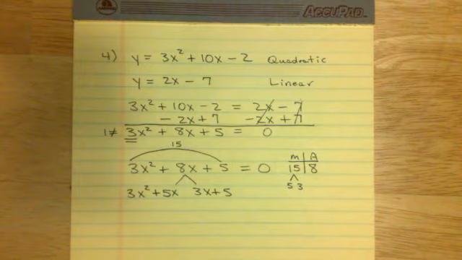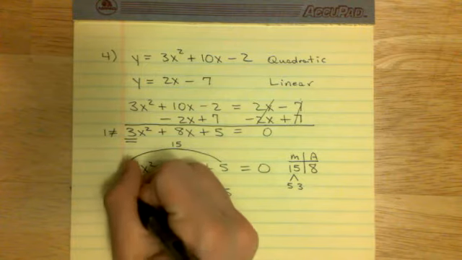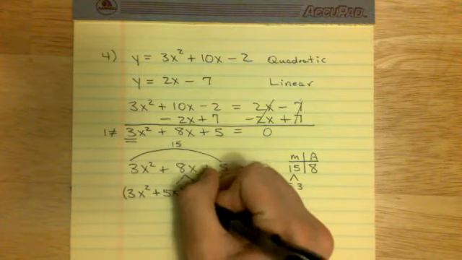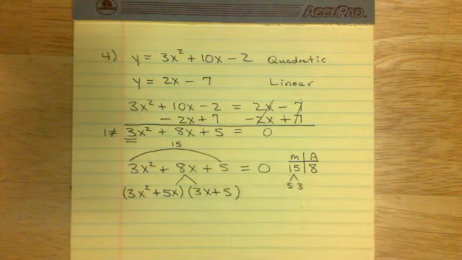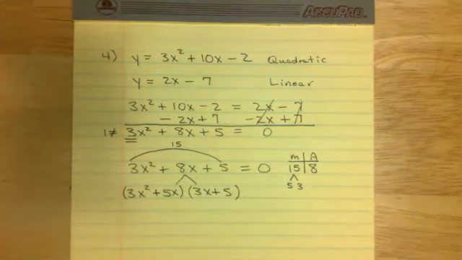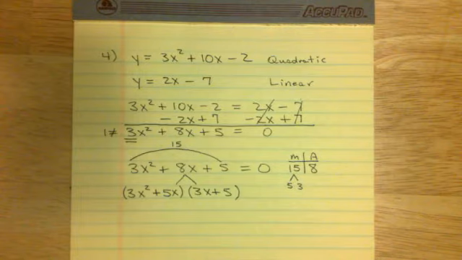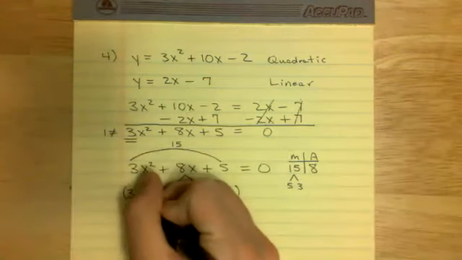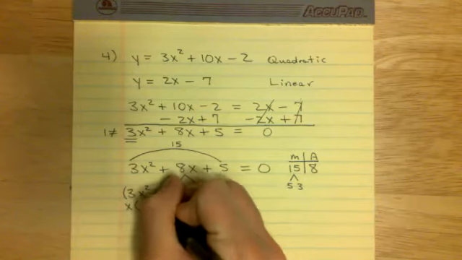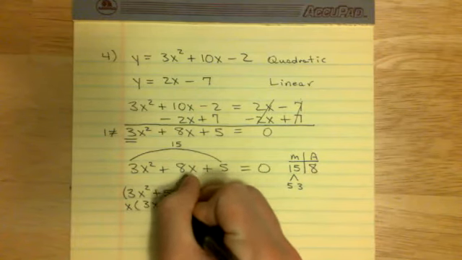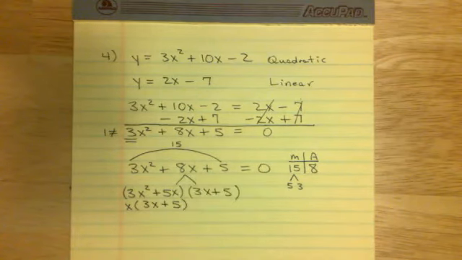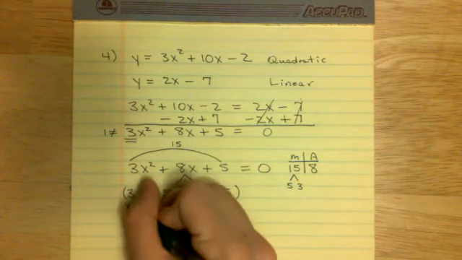These are going to form my 2 groups. I'm going to put them in parentheses and see if I can take out what's in common. So for the first set of parentheses, what can I take out? What do they have in common? They only have an x in common. So I can take out an x, but I'm going to be left with 3x plus 5. So this 3x plus 5 is what I'm left with on the inside. I'm going to underline that in green.